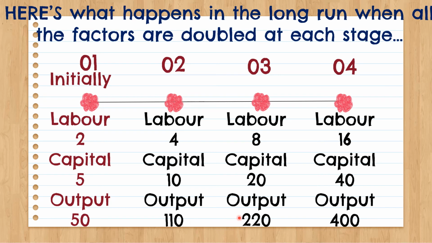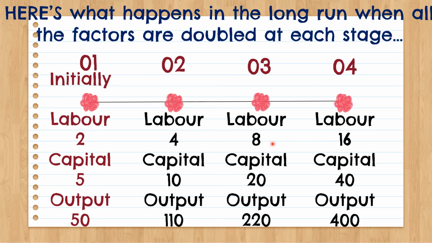In the second stage, output just doubles. So 110 multiplied by 2 is 220. So we see that there is a proportionate increase in output when there is an increase in the inputs, or doubling of the inputs. Let us see what happens in the third stage.